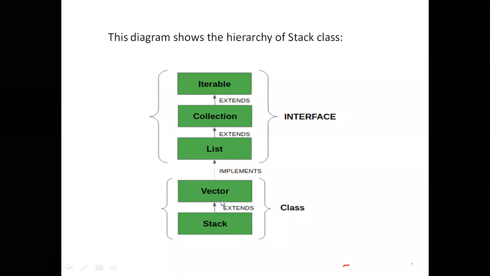The Stack class is getting properties of Vector. Vector is implementing the methods of List. The List is getting the methods of Collection. Collection is getting the methods of Iterable. So this is the hierarchy of the Stack class.